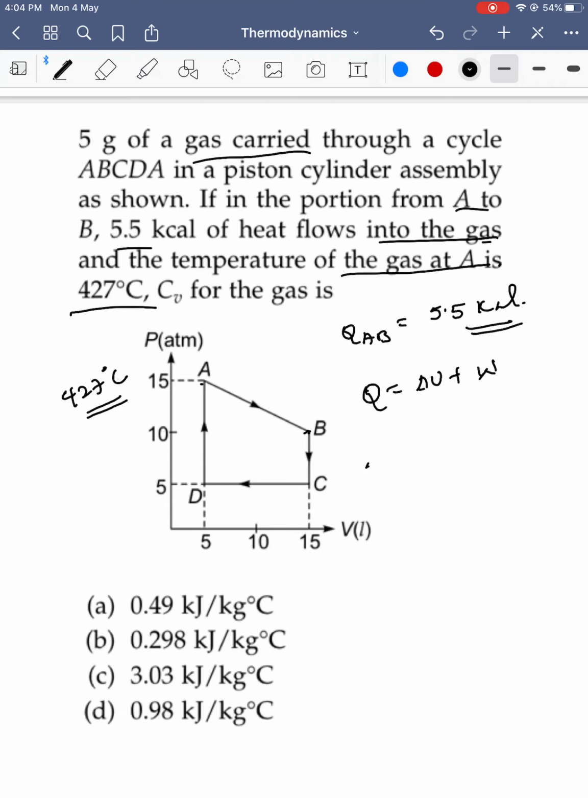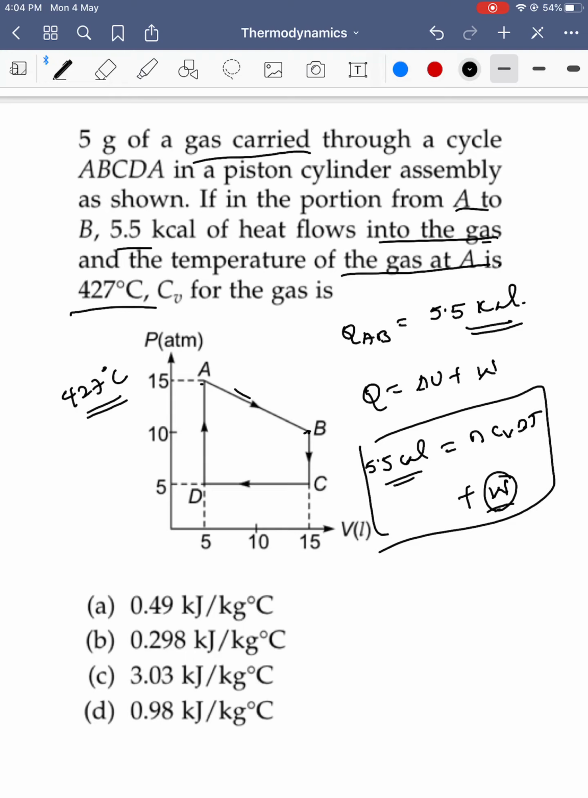Units are very important. 5.5 calories is equal to delta U, which is nothing but nCV delta T. So the number of moles you need to find. So nCV delta T plus work done. The work done we can get from the graph. Take the units properly and get the value of CV.